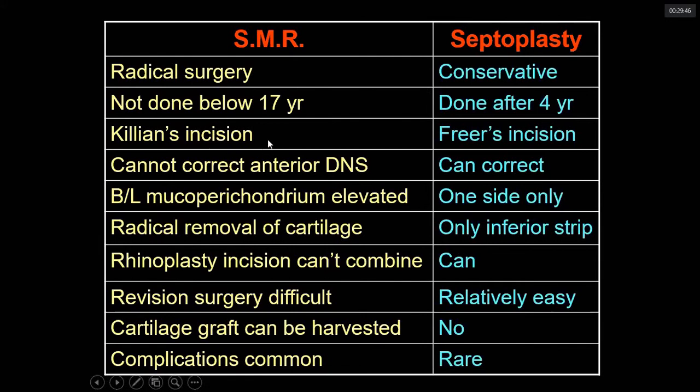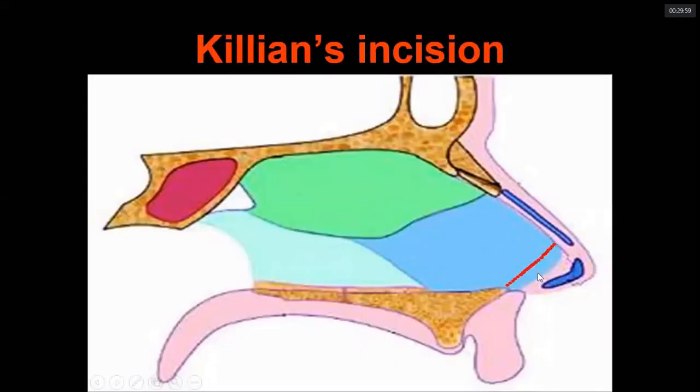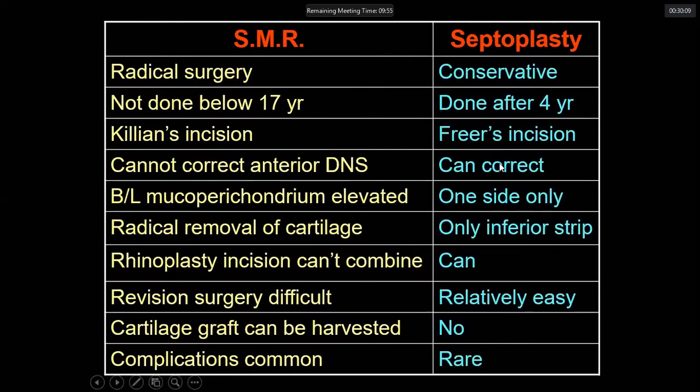Right? So the name of the incision that we make here is Killian's incision and here we make a Freer's incision. So this will not correct anterior DNS. Why? Because we are making an incision here and the anterior DNS of the caudal dislocation will be bypassed. Okay, so this will correct anterior DNS. Here, bilateral mucoperichondrium is elevated, and here it is only elevated on one side. There is radical removal of the cartilage, and here we only remove the inferior strip.